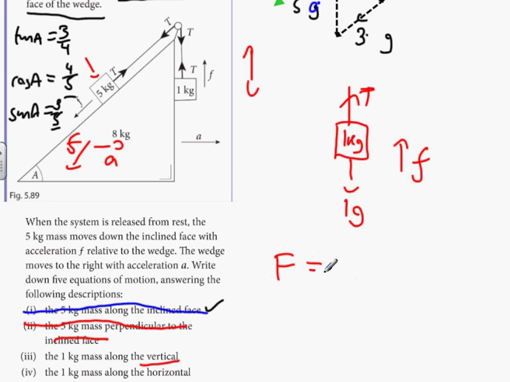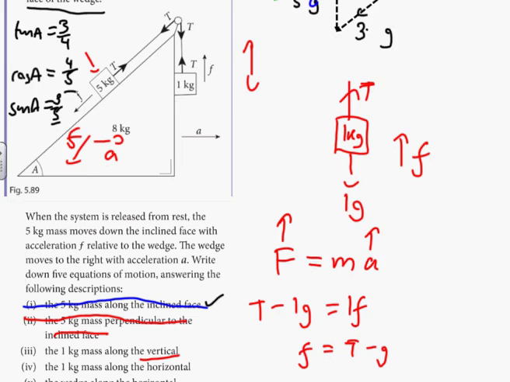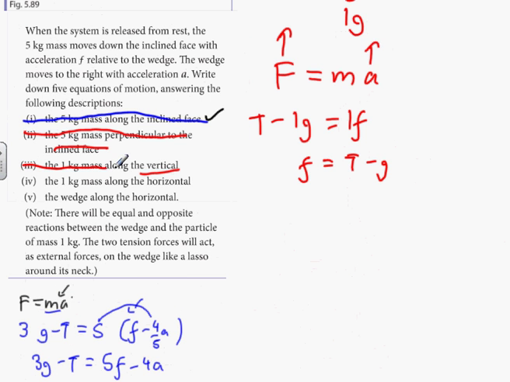F equals ma. Force going up causes an acceleration to go up. What force is going up? T. What force is going down? 1g, or otherwise known as g. Mass 1, acceleration F. So here it is: F equals T minus G. Part 3 complete. Okay? Now we're on part 4, along the horizontal.